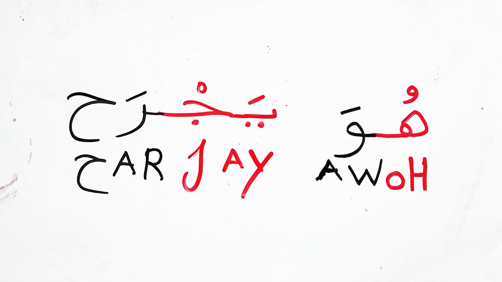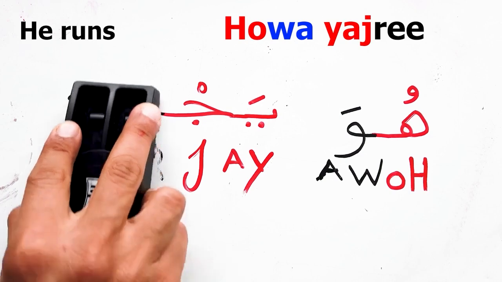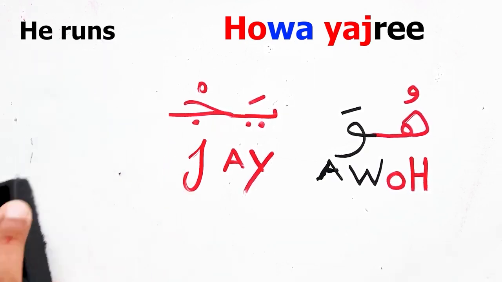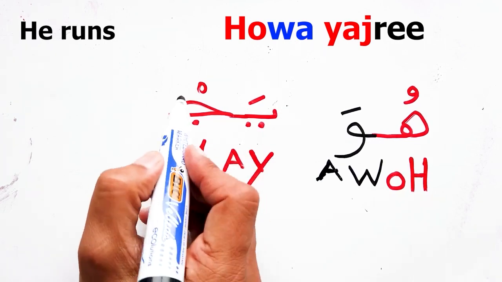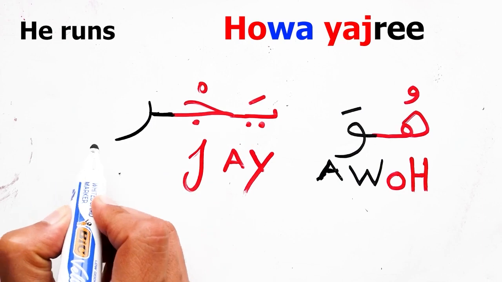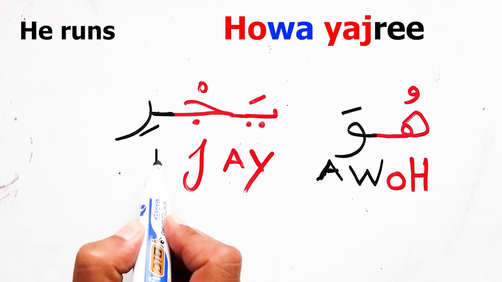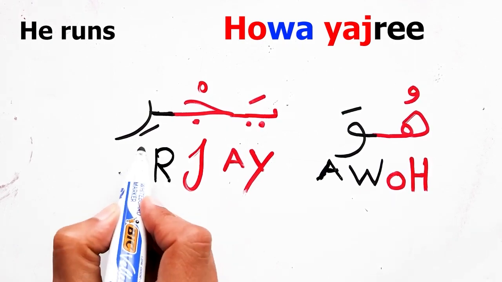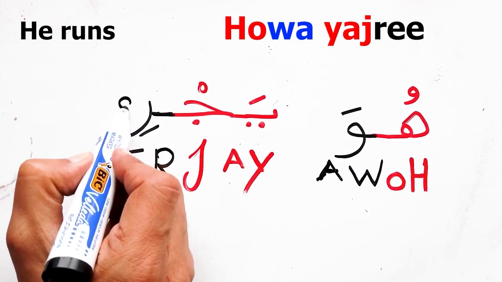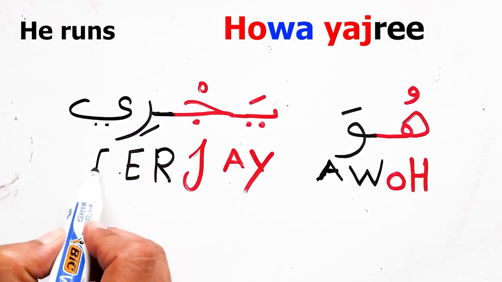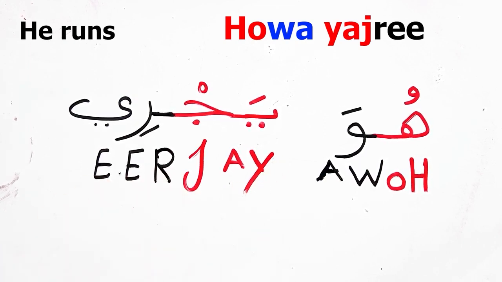هو يجري. So I will keep this part here and I will continue writing. The sound of ra. Ri with kasra. Let's add it. Okay, and I will add this e here. Ri. Yajri, long vowel. Let's add it here. Long vowel. يجري. هو يجري.